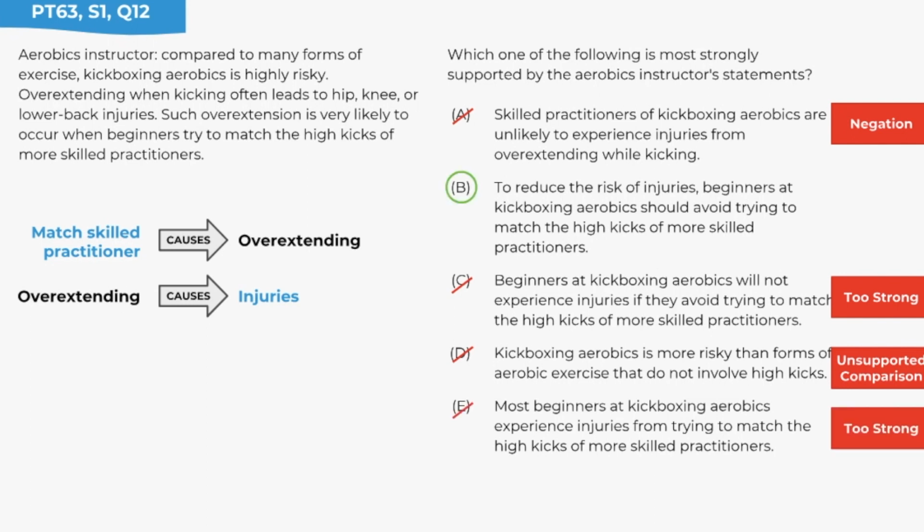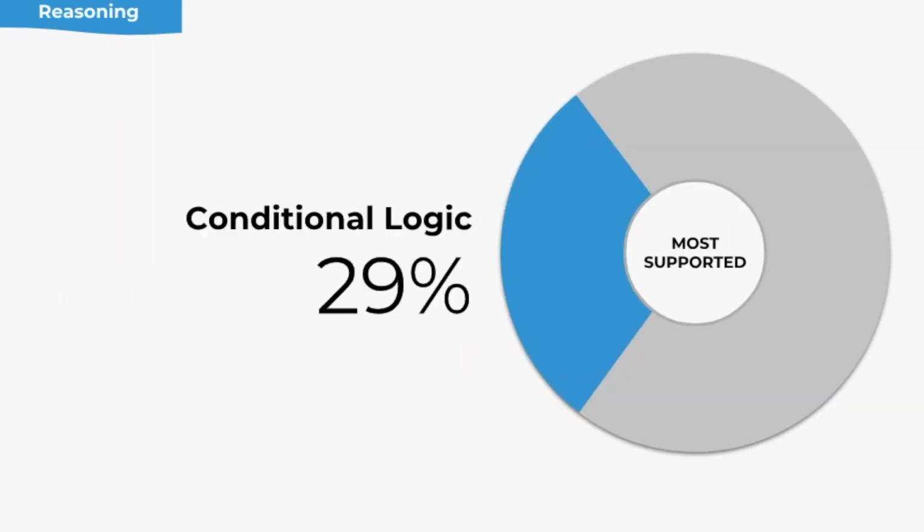And while there are several good-looking wrong answers here, each one of those is wrong for a slightly different reason. Some of them are too strong, some of them are negating relationships, and some are making comparisons that can't quite be supported by the statements that were originally made. So now let's look at an example of conditional logic on most supported questions.